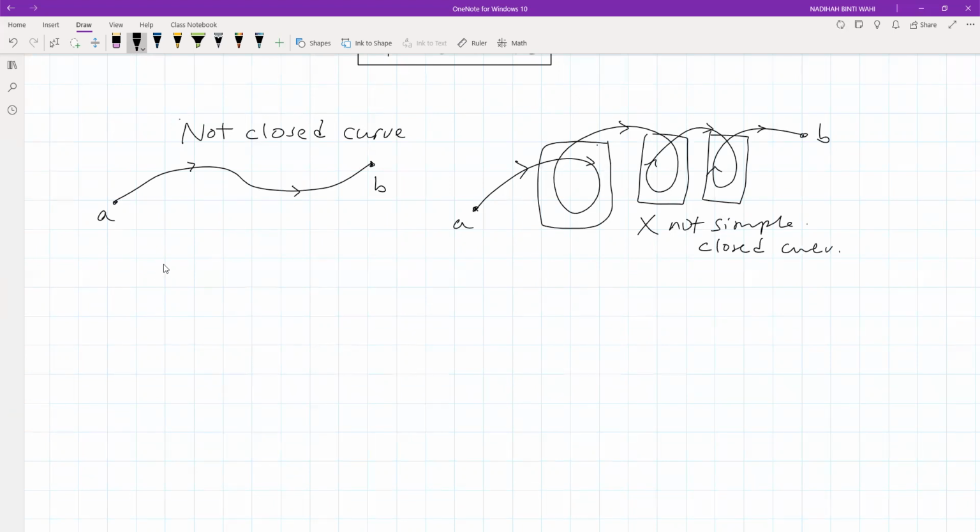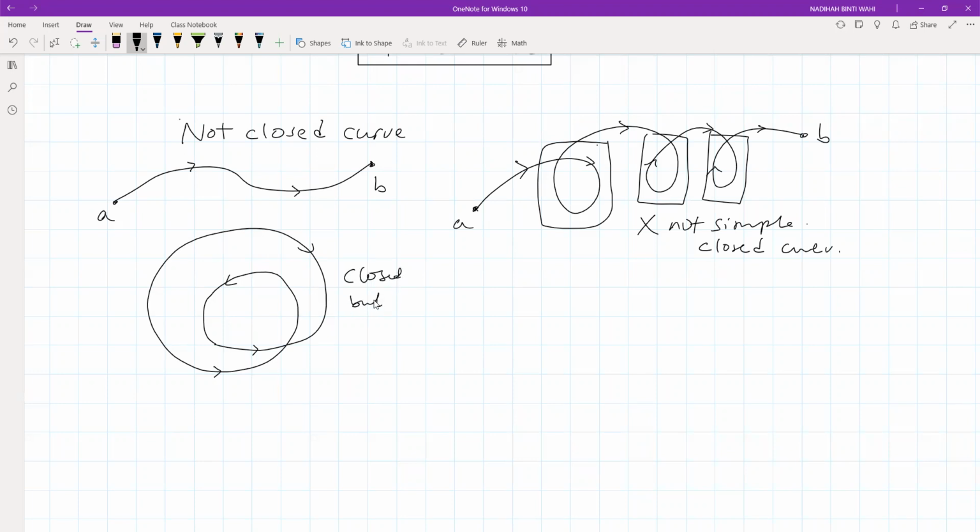Okay, let's say the same thing. If I have something like this, so if I have something like this, okay, this is also not a simple closed curve because you have the inner curve inside. Closed curve but not simple, closed but not simple.